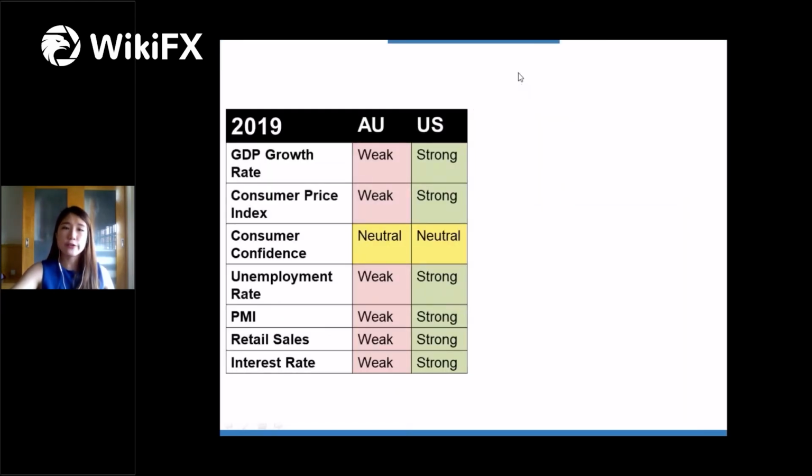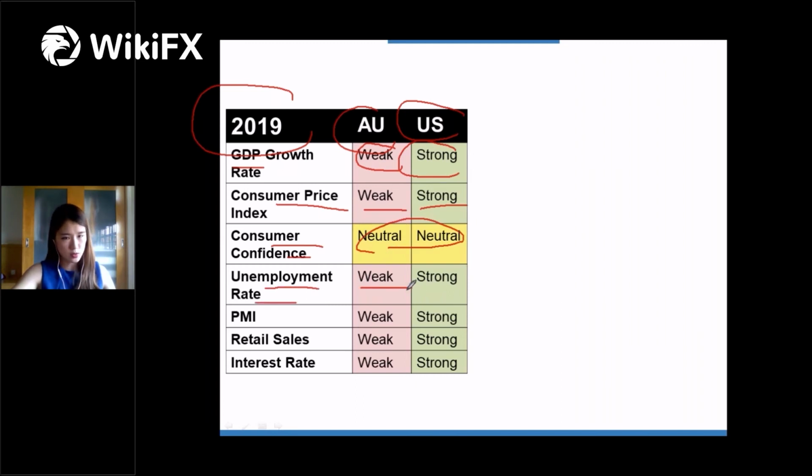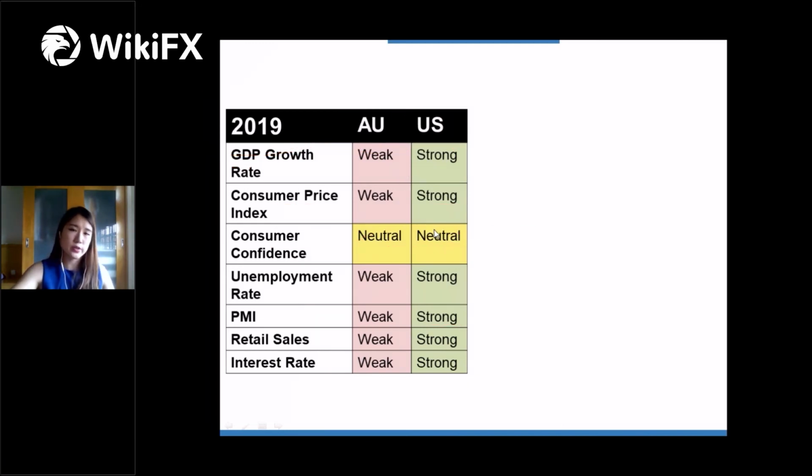So what we can conclude here, in 2019, is from this comparison table of Australia and the United States. The GDP, Australia weak and US strong. CPI, Australia weak, US strong. Consumer confidence neutral. Unemployment rate is also Australia weak, US strong. PMI weak, strong. Retail sales is the same. Interest rate is also the same. So overall, Australia is not doing really well compared with the United States, right?